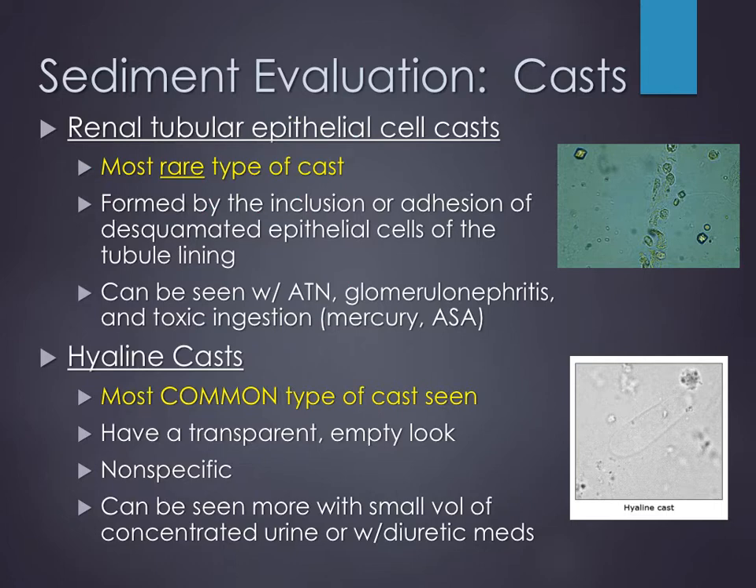In contrast to that, the hyaline casts are the most common type of cast seen. They're transparent, kind of have an empty look to them. I gave you a picture over here. They're really nonspecific. They can be seen with a small volume of concentrated urine, or they can be seen in diluted urine following diuretics. It really doesn't matter. There's really no clinical significance to seeing these casts in urine.